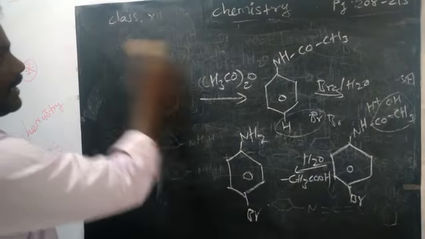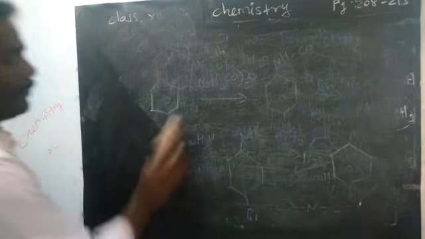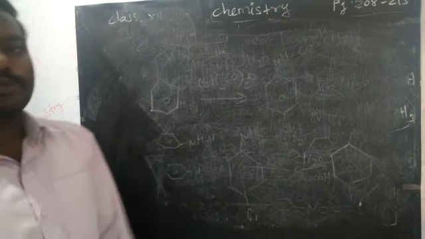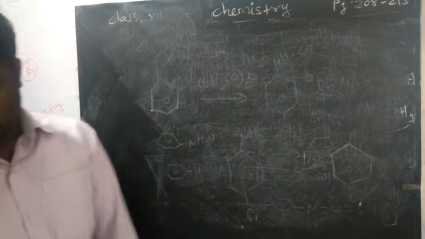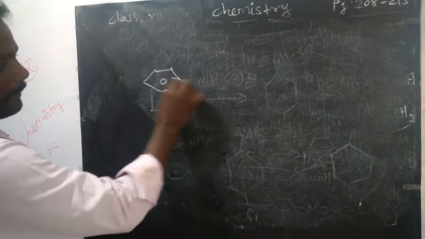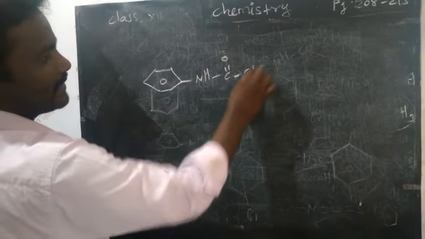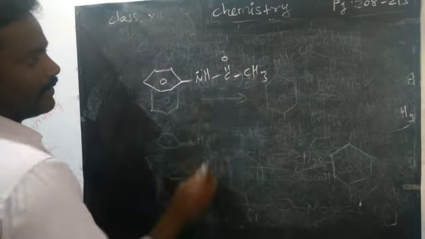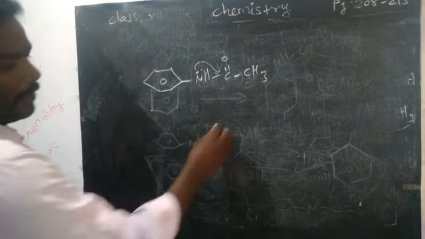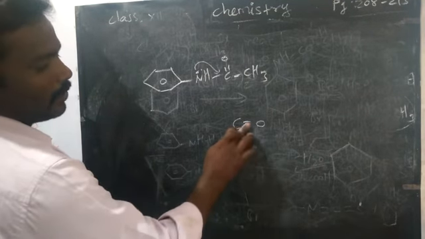Why are we taking the acetic anhydride here? It will inactivate the lone pair of electrons on the nitrogen. So easily you can substitute only in the para position. That reason is also given. Listen, NHCOCH3, which has a lone pair of electrons, will form delocalization with this carbonyl carbon.